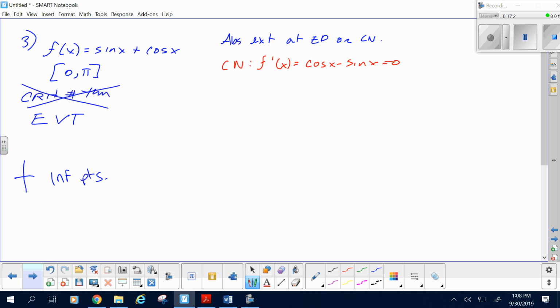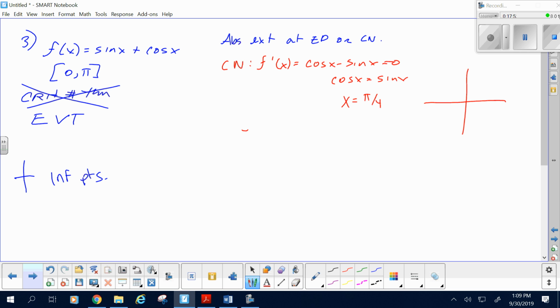This is 0 and defined where cosine equals sine. I think we know that there are possible pi over 4s, but the sign has to be correct. So where do these two come out the same, and with the same sign? Pi over 4, and I guess 5 pi over 4, but that falls out of the region. So pi over 4 is our only critical number. Do you agree? All right.